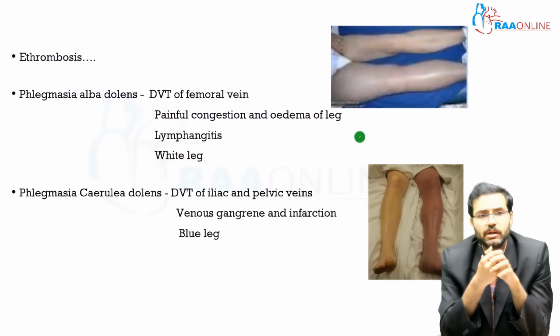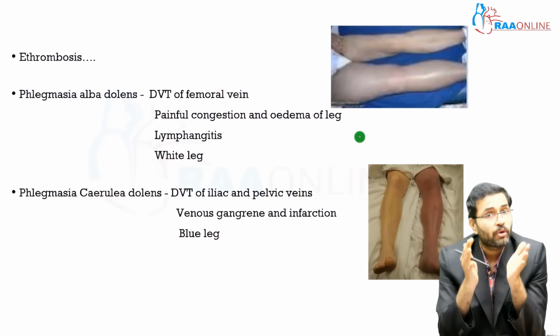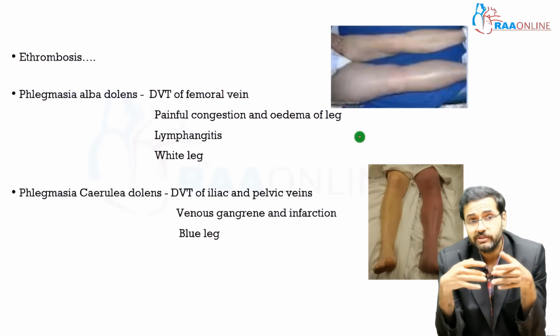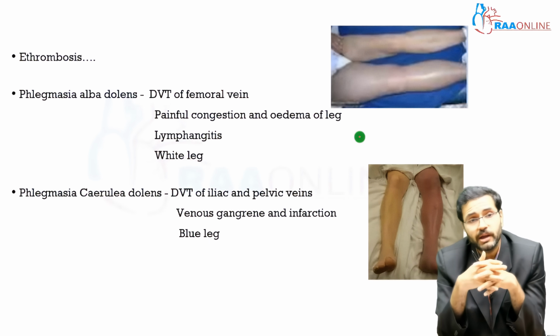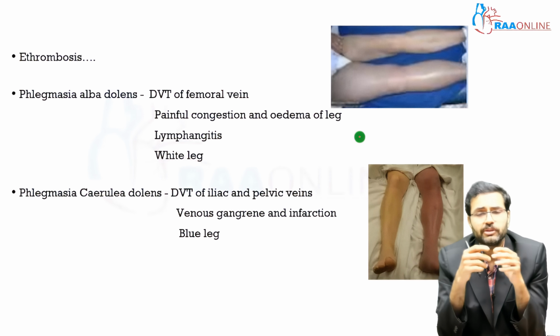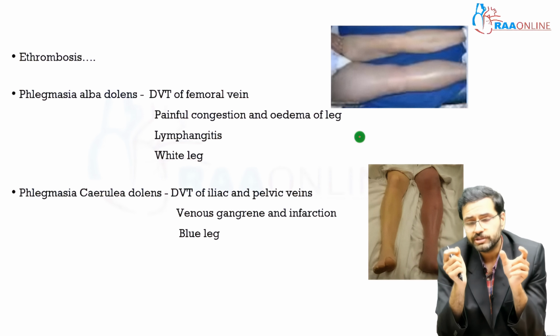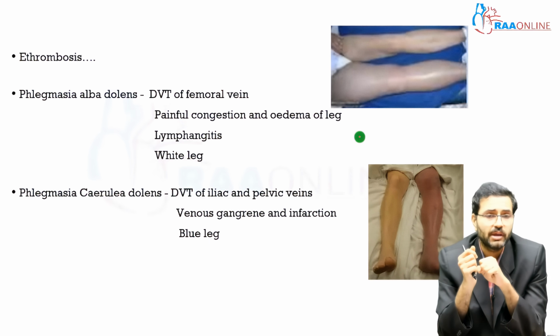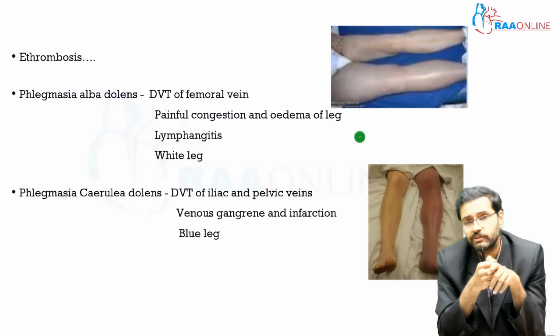Now, there is an entity called thrombosis. So, thrombosis is deep vein thrombosis in people handling computers. This is a terminology which has recently come up. With regard to deep vein thrombosis of the lower limb, there are two terminologies that we need to be familiar with: phlegmasia alba dolens and phlegmasia caerulea dolens.